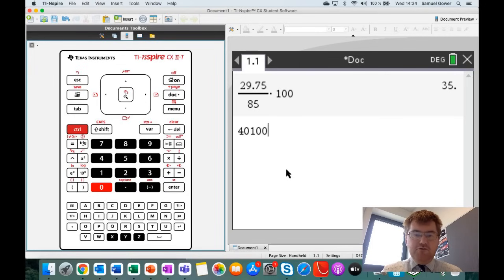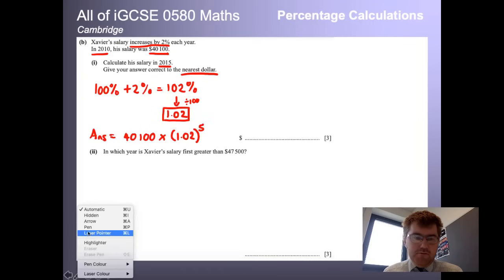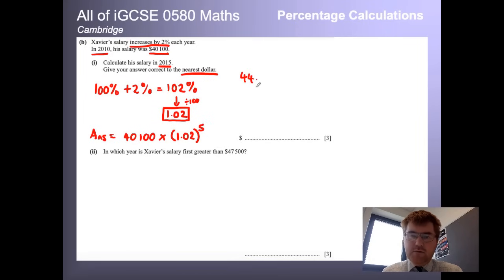So we type in 40,100 multiplied bracket 1.02 close bracket to the power of 5. And now we get our answer. Remember, this is to the nearest dollar here, so I'm going to write it to the nearest cent first of all. So 44273.64. And then we want to round to the nearest dollar. So let's think, is it closer to 44,273 or 4? Well, we've got 6 here, so we're going to round upwards. So we get 44,274. And now we need to work out in which year is Xavier's salary first greater than 47,500.